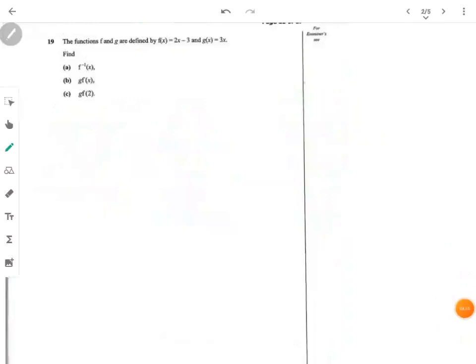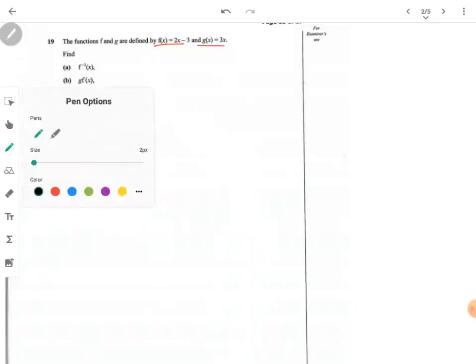Now another question. You have f and g. F is this, g is that. How do we find those functions? So on A we are finding the inverse of f.